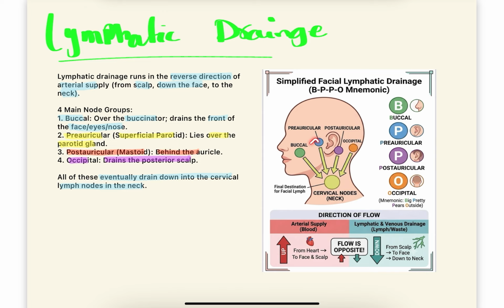The preauricular, on the other hand, is basically superficial to the parotid gland. And again, we're going to talk about the parotid gland later on. And then we have the postauricular, which is the mastoid, which is behind the auricle. And then I have the occipital, which drains the posterior scalp. All of these eventually will go to the cervical node in the neck.